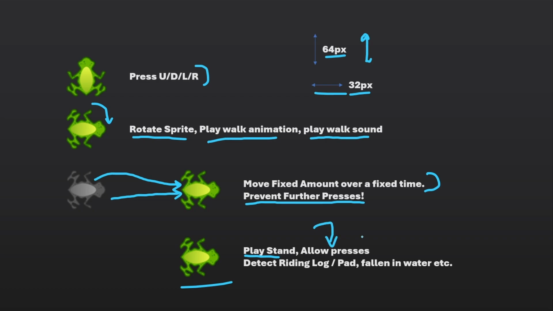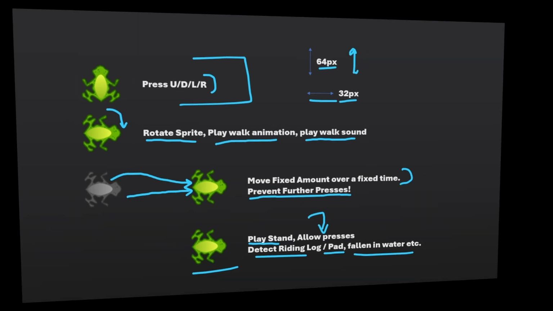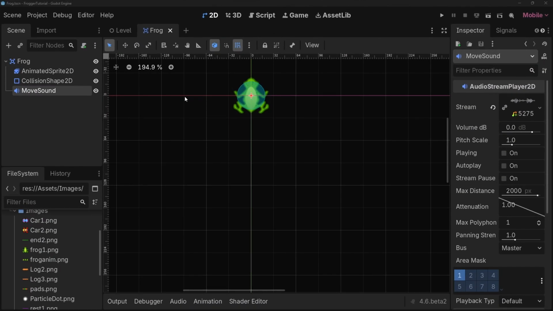We'll re-allow presses on the keyboard, and later on you'll see we'll then have to detect whether we've landed on a log or landed on a pad, or indeed neither, and we've fallen in the water, in which case we die. We're going to cross those bridges later on though. What I'd like to do for this video is simply get the sprite rotating correctly and playing the walk animation when we press the keys on the keyboard. So back in Godot then, I'm aware that it all sounds a little bit complicated.